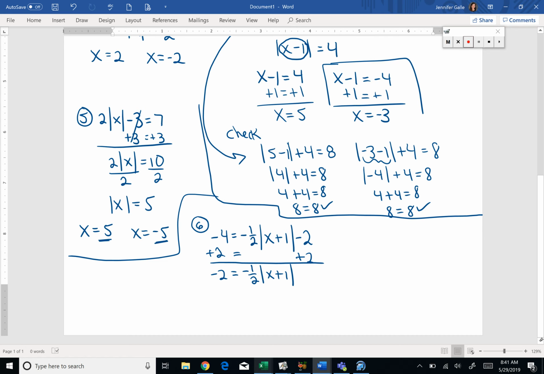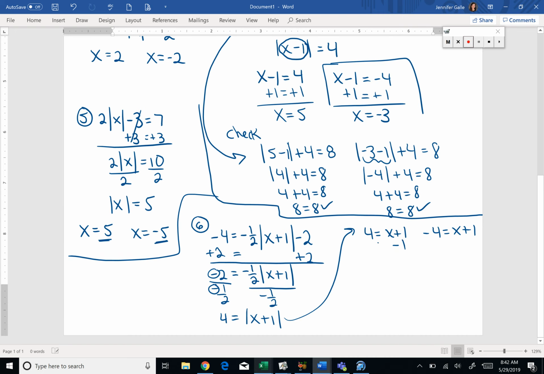All right, so to undo that negative 1/2 that we're multiplying by, we've got to divide. Negative divided by negative is going to give us a positive. We're going to get a positive 4. And our absolute value bars are now all by themselves. So we take what's inside the bars and set it equal to positive 4. We take what's inside the bars and we set it equal to negative 4. Positive case, negative case.